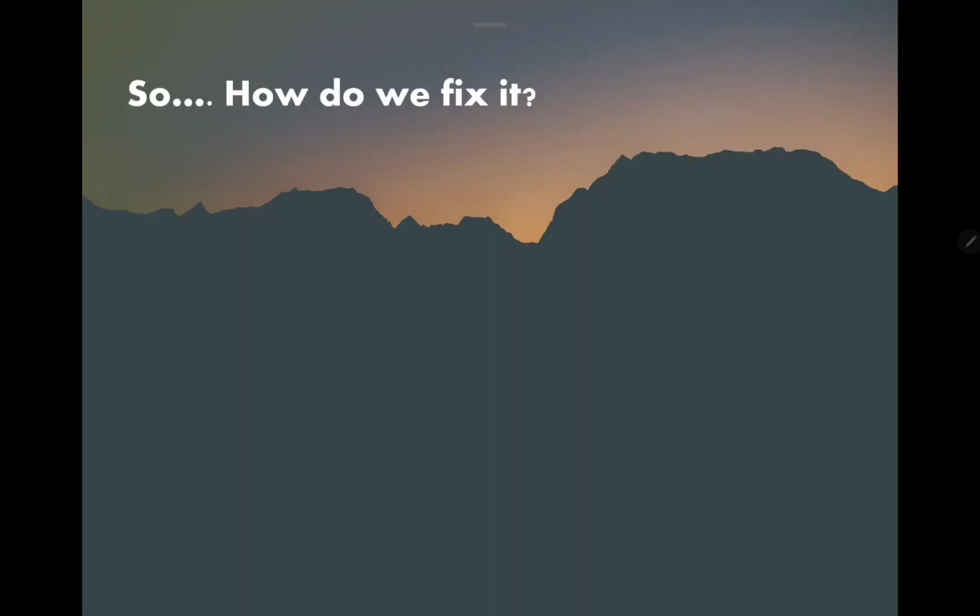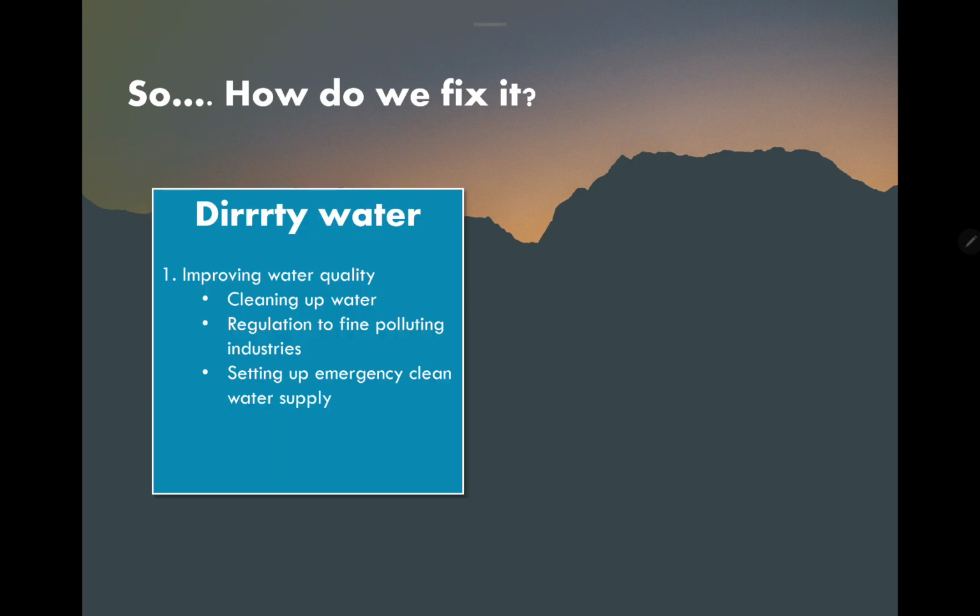So, how do we fix it? What's the solution to all the problems relating to water in the world today? First one. So far we talk about pollution, right? So it's all about the dirty water. So how do we improve on this? By improving water quality. Whether we clean up the water, we regulate to fine, not fine as in very small, fine as in make people pay money, all the polluting industries. Or you set up emergency clean water supply. So in case people need the water that's contaminated, people can still drink.